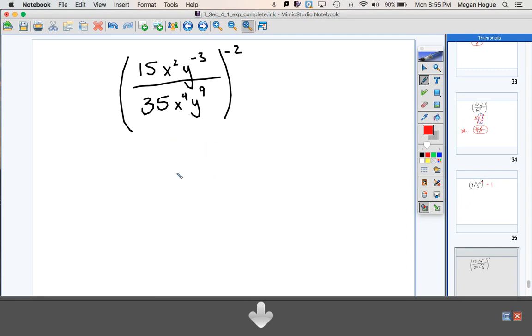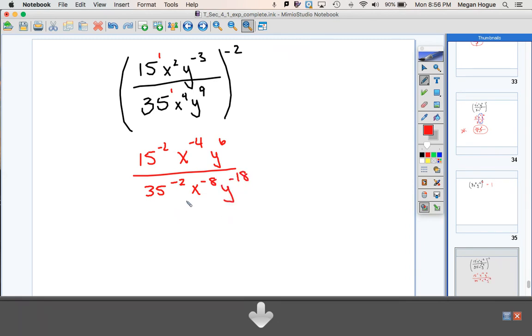Sorry if I made that a little confusing. Ooh, this is a good one. What I would do on this one is I'd maybe pause the video for a second, try it on your own, start the video back up and see how you did. Most of you probably distributed your exponents first. So 15 to the negative 2nd, x to the negative 4th, y to the 6th, 35 to the negative 2nd, x to the negative 8th, y to the negative 18th.